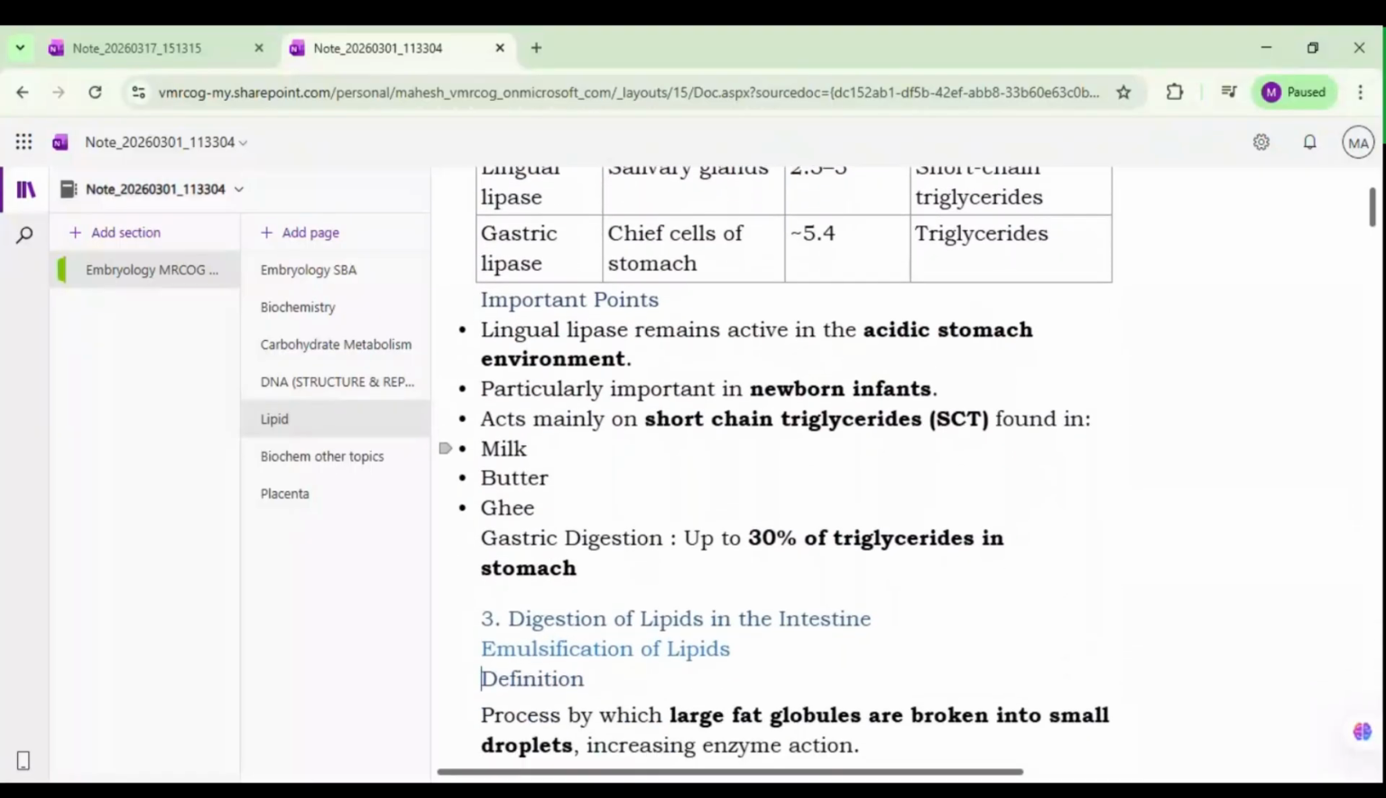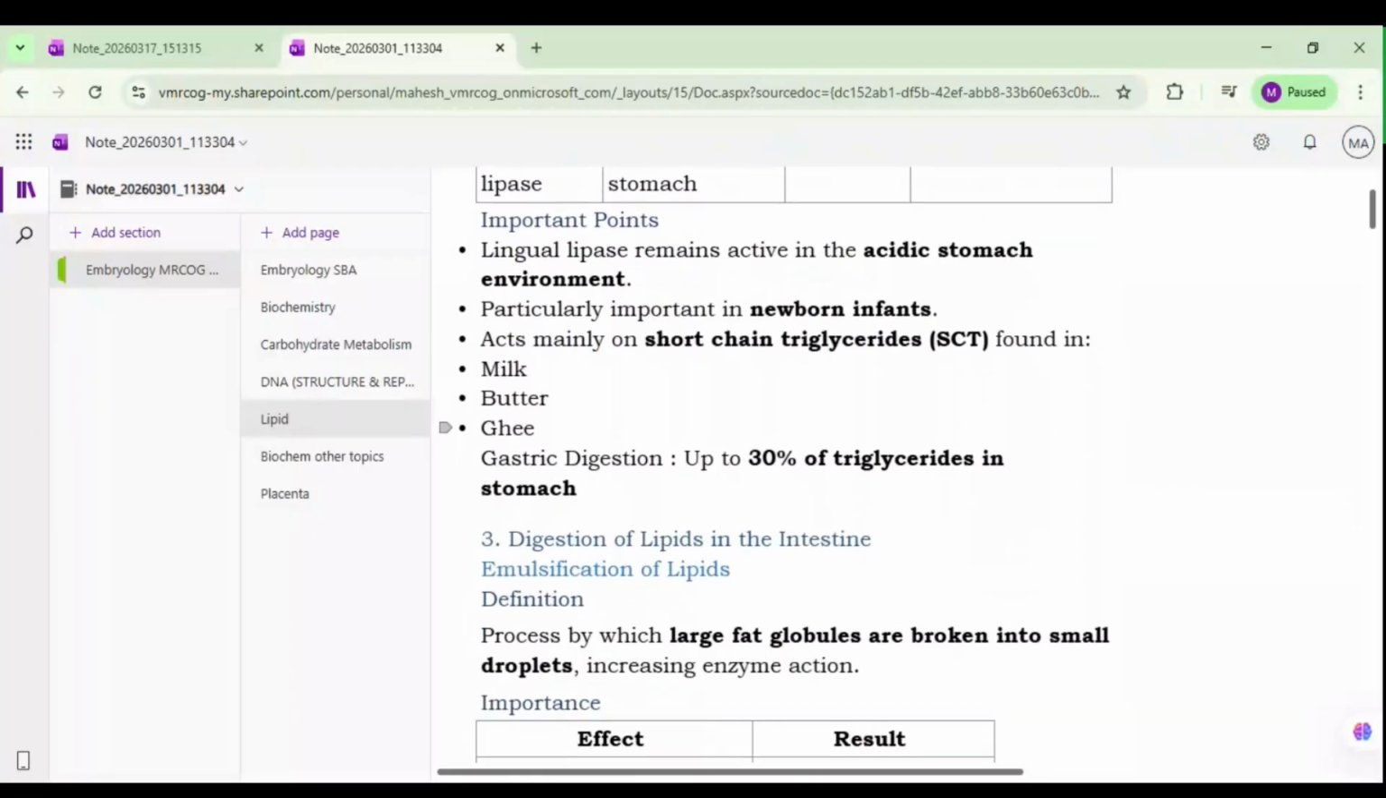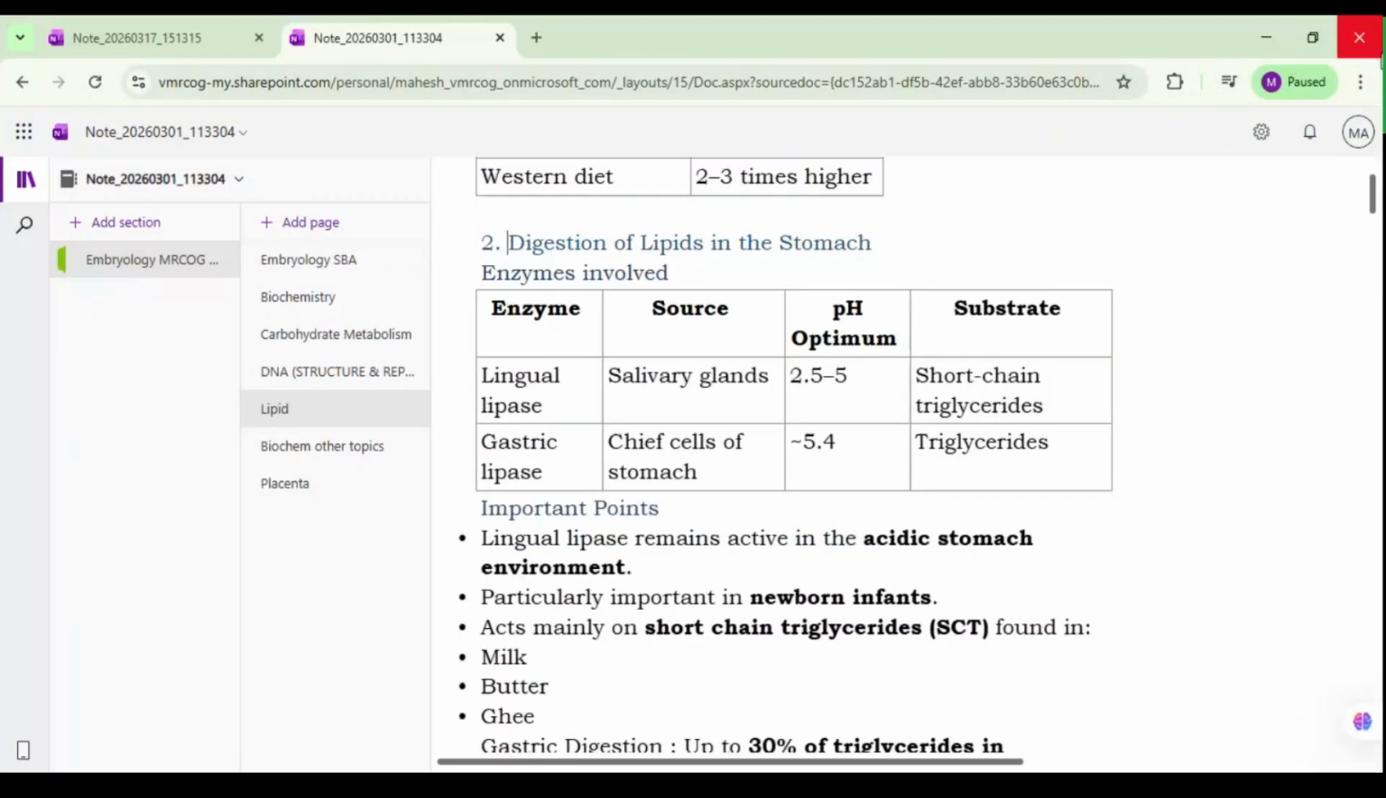Okay. Now coming to the digestion of the lipids in the intestine. Start with the digestion of the lipids in the stomach. There are two main enzymes which are involved. One is a lingual lipase and second is a gastric lipase. Lingual lipase is coming from the salivary glands. The optimum pH is around 2.5 to 5, and it acts on the short chain triglycerides. And the second enzyme is a gastric lipase. It is coming from the chief cells of the stomach. Optimum pH is 5.4, and it acts on the triglycerides.